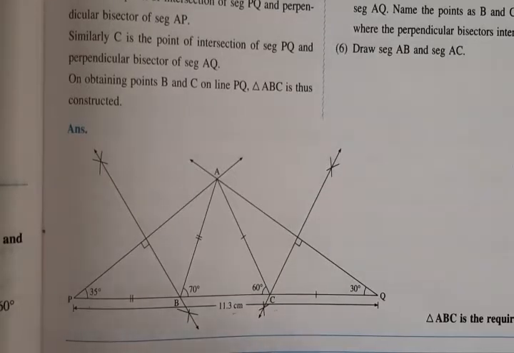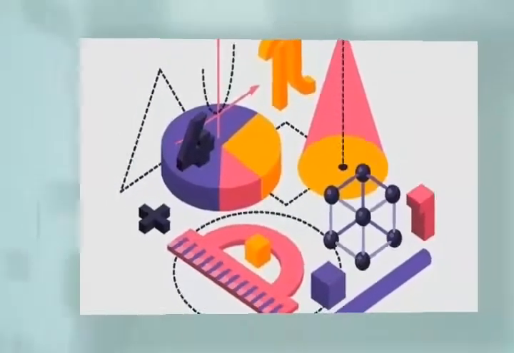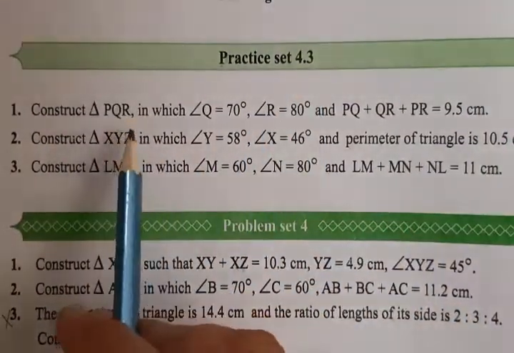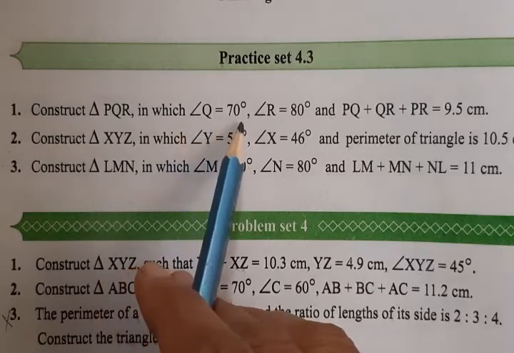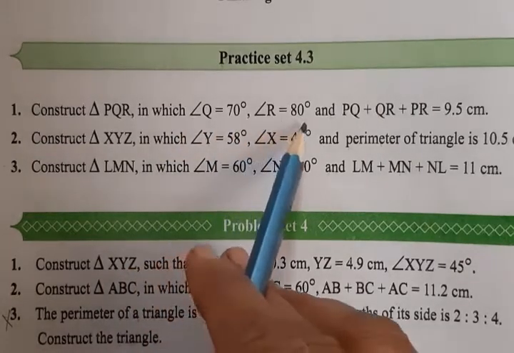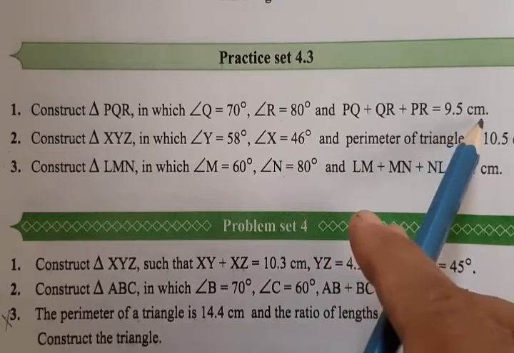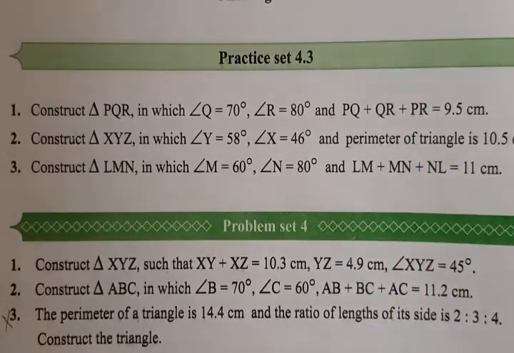Now with the help of all these steps and that explanation, we will solve practice set 4.3. See the first example from practice set 4.3. Construct triangle PQR in which angle Q is 70 degree, angle R is 80 degree and PQ plus QR plus PR equals 9.5 centimeter. Let's do the construction.